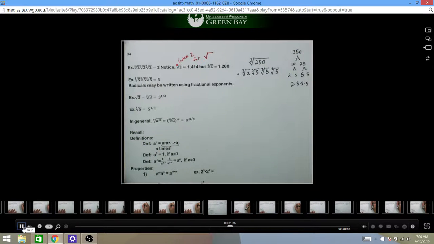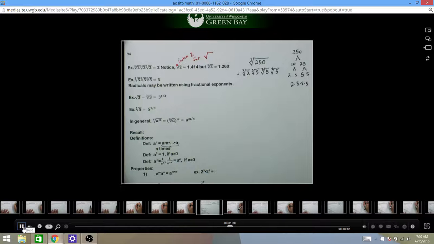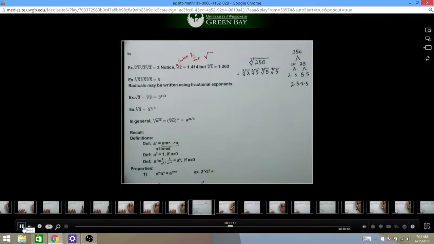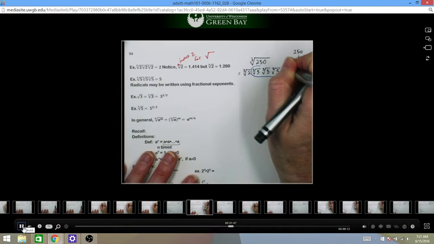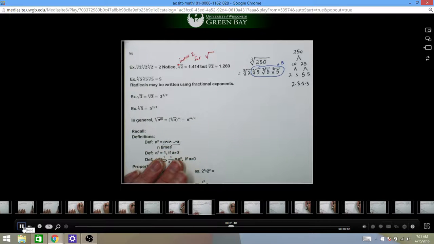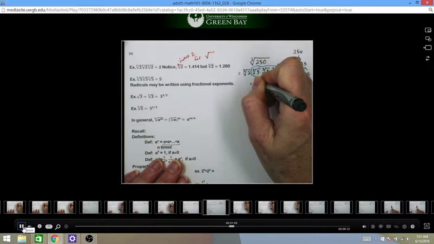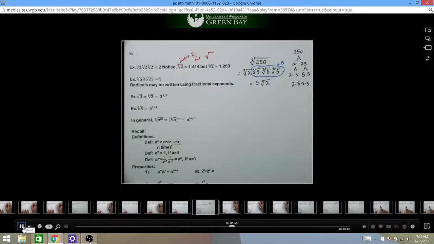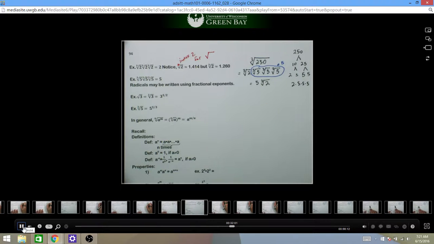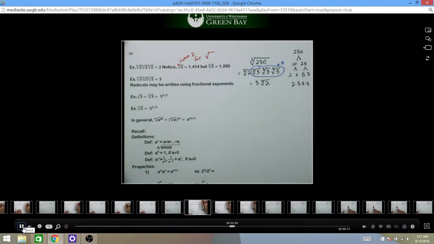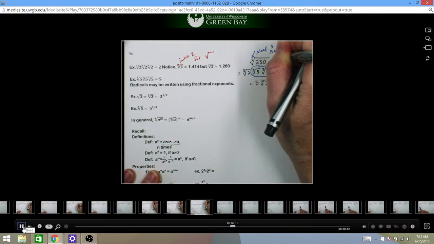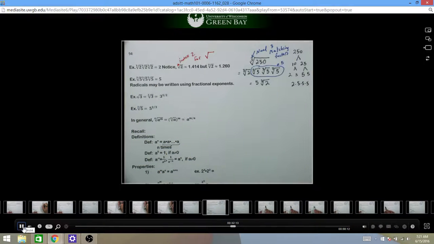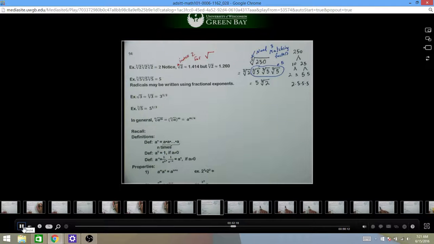So now, because they're cubed roots, I want 3 factors that are equal. And I have that. I have the cubed root of 5 times the cubed root of 5 times the cubed root of 5. So this is 5. So whatever your little index is, that's how many matching roots you need when you're simplifying your radicals. You need 3 matching factors to multiply together when you have a cubed root. Whatever your index is, that's what you need.